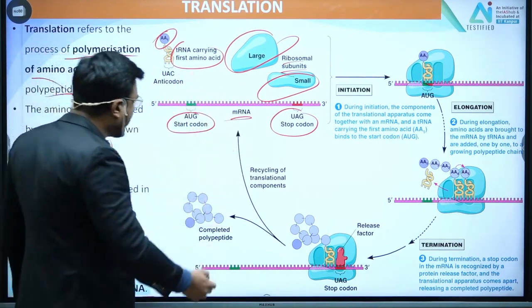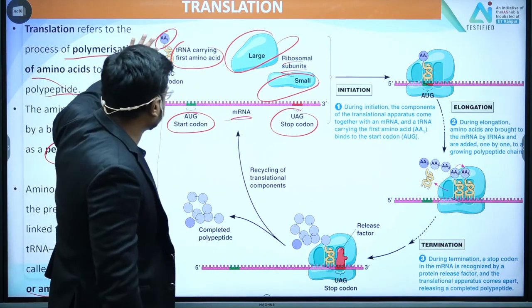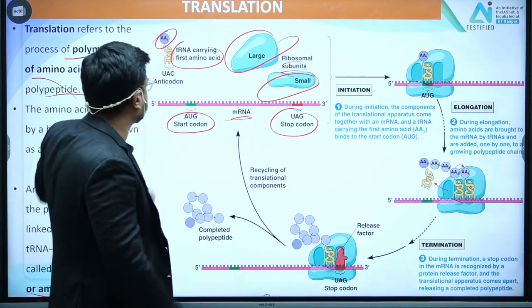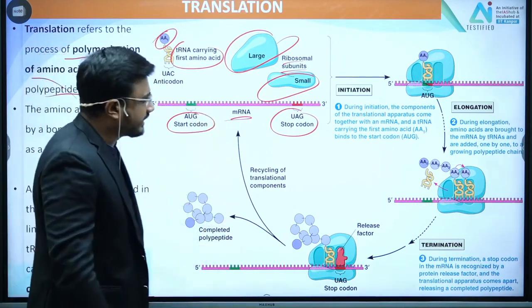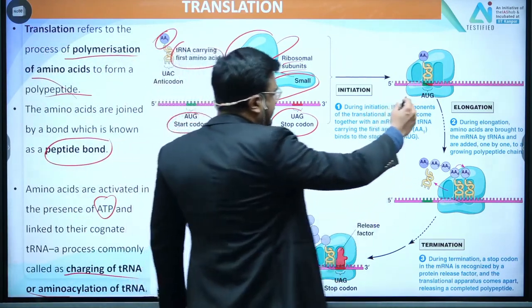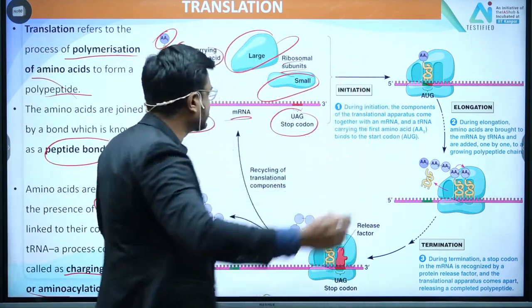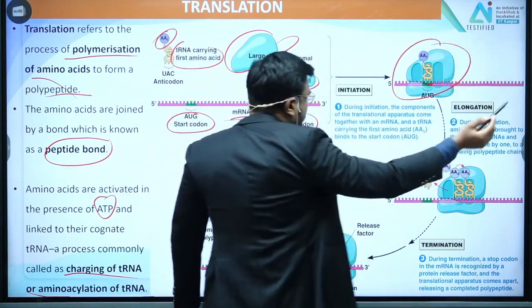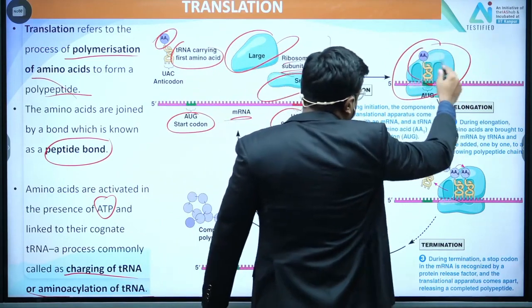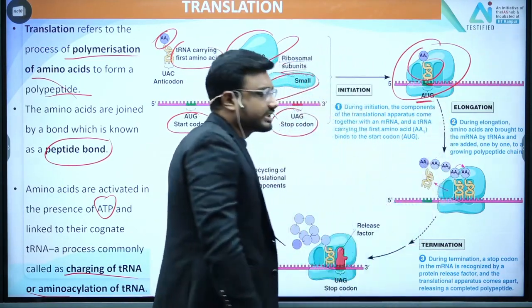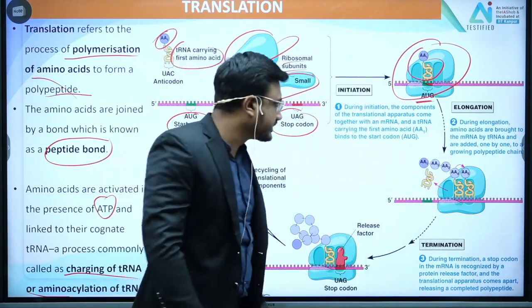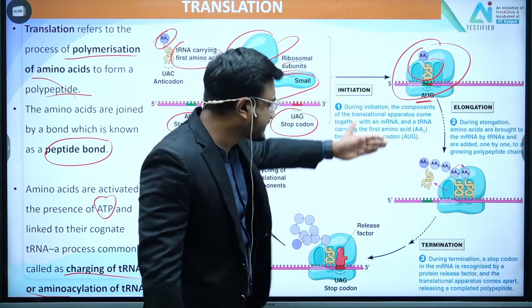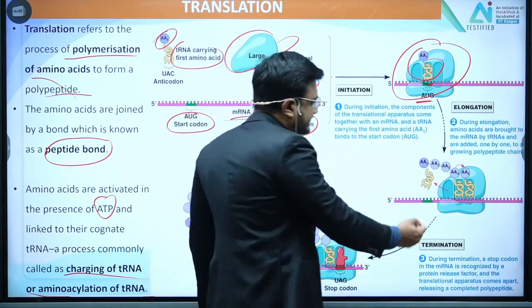So what happens is that this UAC code, this tRNA, is carrying the first amino acid. In the process of translation, the large and small subunits bind to each other, and here the tRNA gets attached to the initiator codon, that is the AUG. So the next process, the elongation process, is happening.